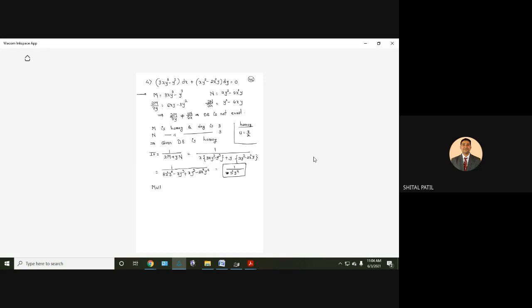Now the integrating factor is obtained. Multiply differential equation 1, if 1 is not written, please mention that, by 1 upon x squared y squared. Okay. So it is 3xy squared minus y cubed divided by x squared y squared dx.